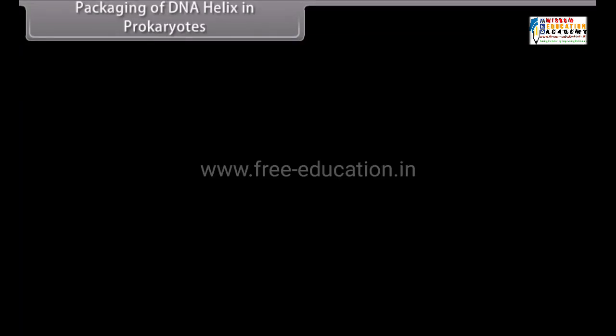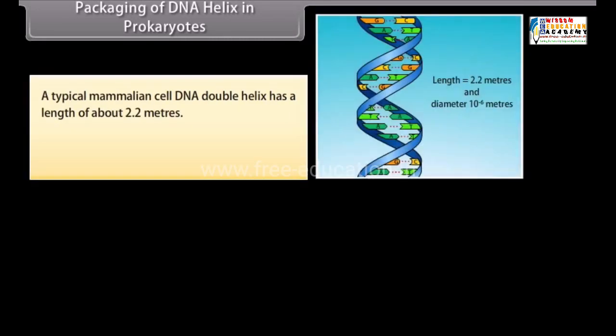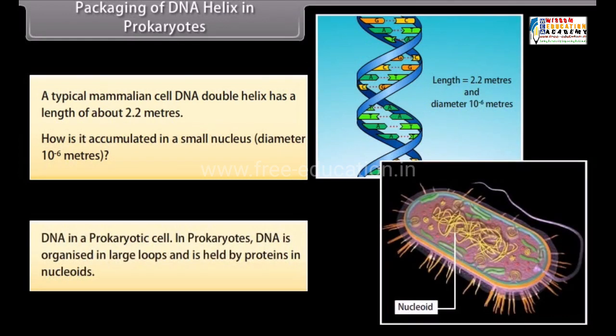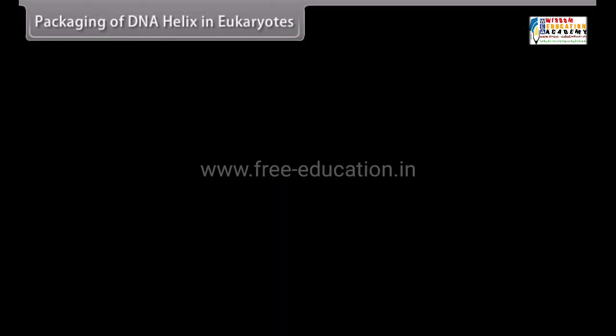Packaging of DNA helix in prokaryotes. A typical mammalian cell DNA double helix has a length of about 2.2 meters. How is it accommodated in a small nucleus? In prokaryotic cells, DNA is organized in large loops and is held by proteins in nucleoids.